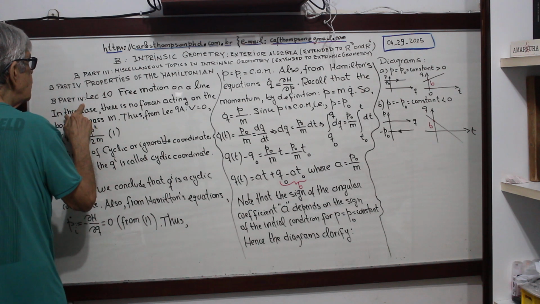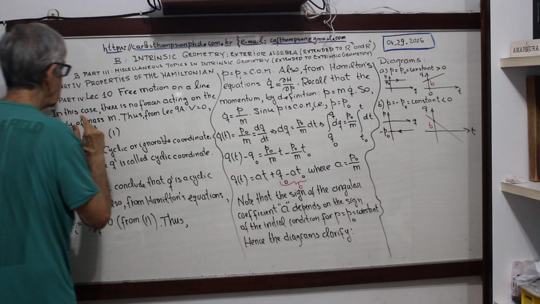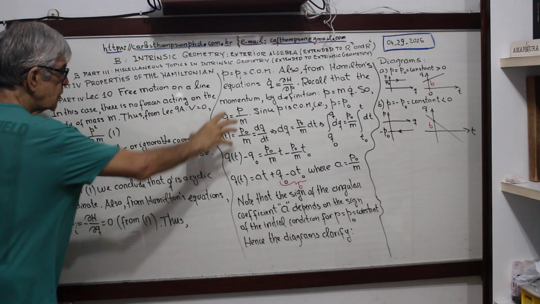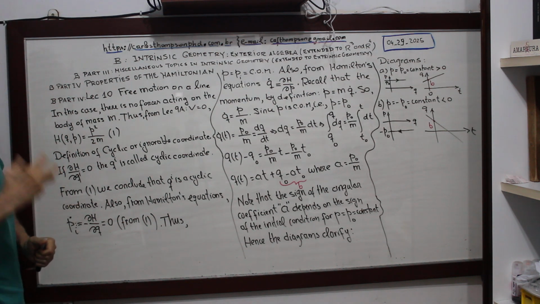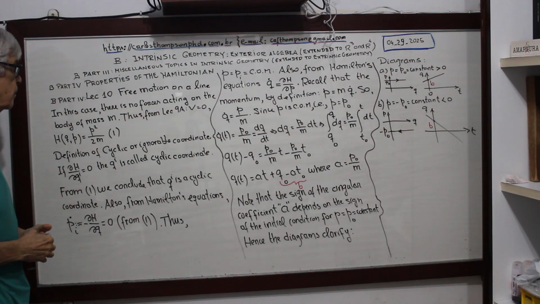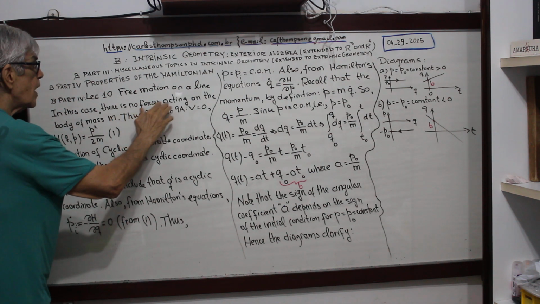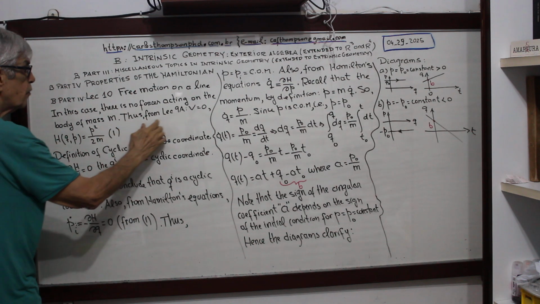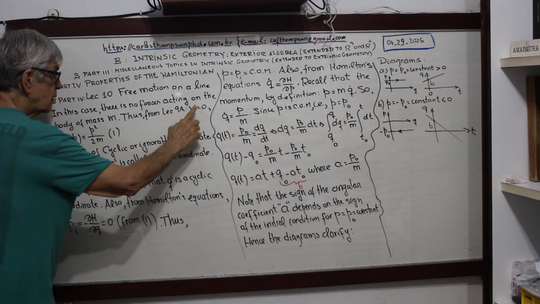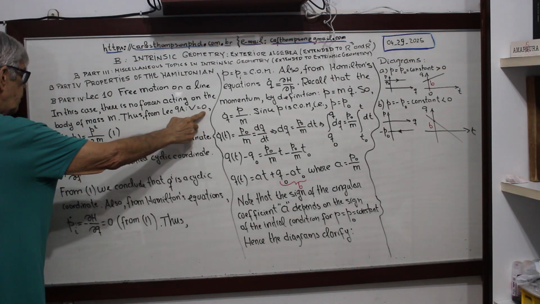B part 4, lecture 10, free motion on a line. The subject here is a particular case from the previous lecture 9. You see, in this case, there is no force acting on the body of mass m. Thus, from lecture 9a, the potential energy is set to be 0.